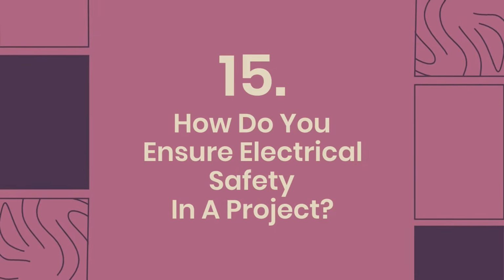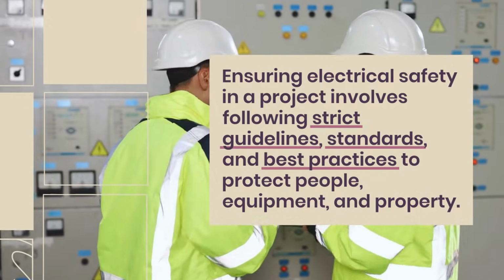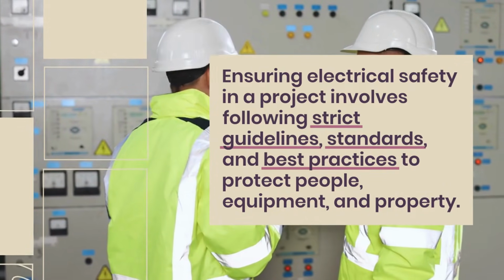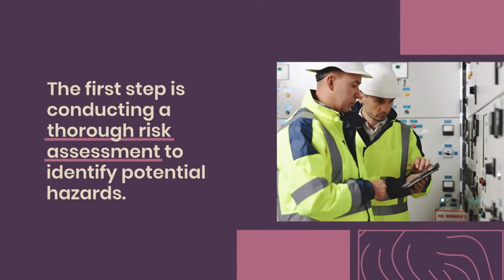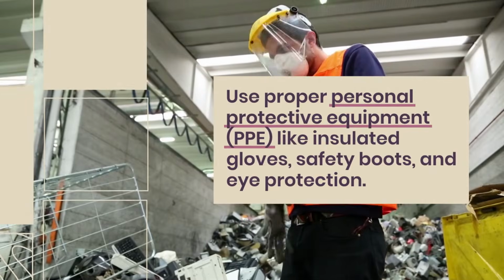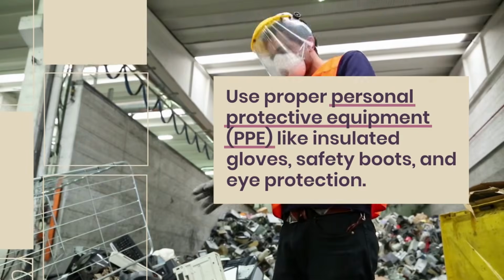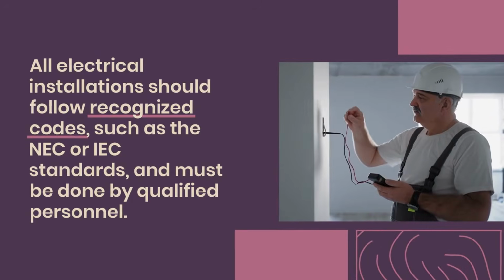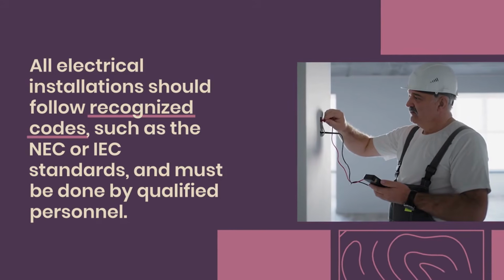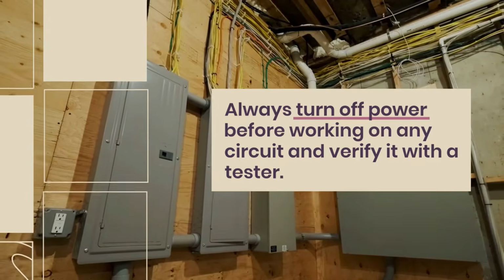15. How do you ensure electrical safety in a project? Ensuring electrical safety in a project involves following strict guidelines, standards, and best practices to protect people, equipment, and property. The first step is conducting a thorough risk assessment to identify potential hazards. Use proper personal protective equipment, PPE, like insulated gloves, safety boots, and eye protection. All electrical installations should follow recognized codes, such as the NEC or IEC standards, and must be done by qualified personnel. Always turn off power before working on any circuit and verify it with a tester.